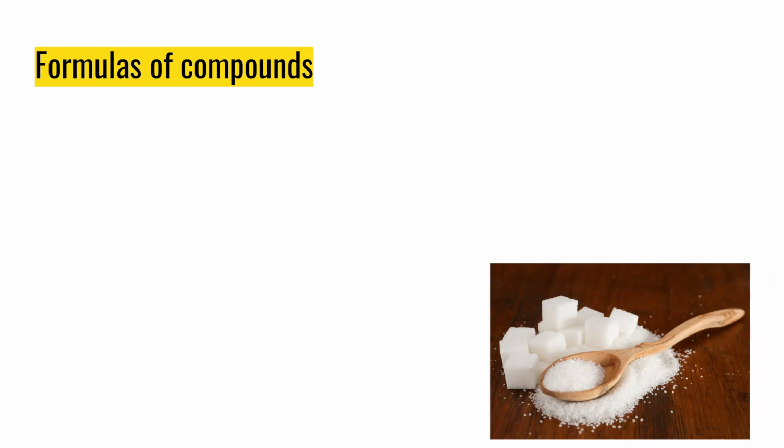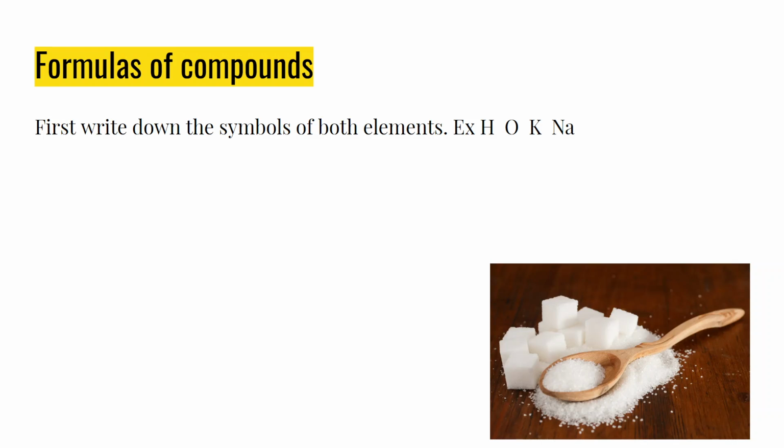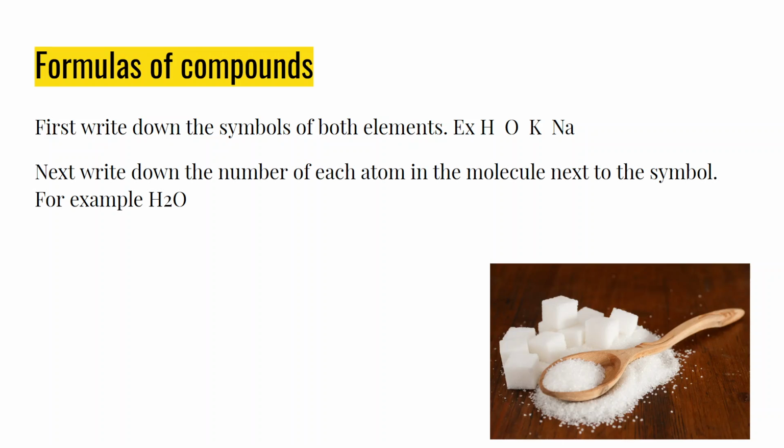Now, there are a lot of different formulas that you can actually make for different compounds. Now, to write out the formula, what you need to do is first write down the symbols of both or more elements. So with one of the examples I'm going to show you a little later on, you're going to see that you can actually have more than one different type of element in your compound. Now next, you write down the number of each atom in the molecule next to the symbol. For example, right here we have H2O. And so there are two hydrogens, so the 2 is next to the H, and only one oxygen.